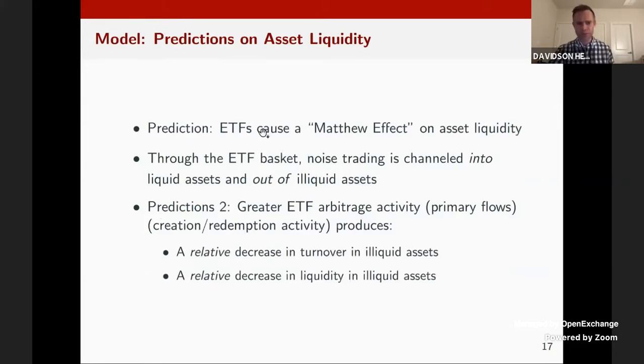So the main prediction that we focus on in the model is that, because the ETF's basket is tilted towards the more liquid set of assets and away from the illiquid assets, as we predicted and showed in the data, there's going to be this Matthew effect, or bifurcation of liquidity. When the ETF is introduced, trading activity gets channeled into more liquid assets and out of less liquid assets, and that further exacerbates the difference. And so those are the predictions in the model.